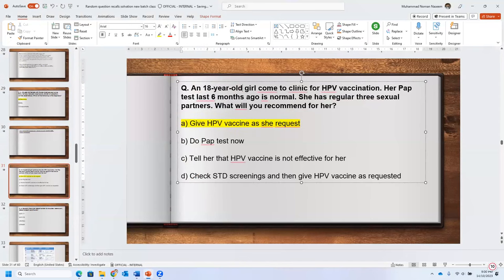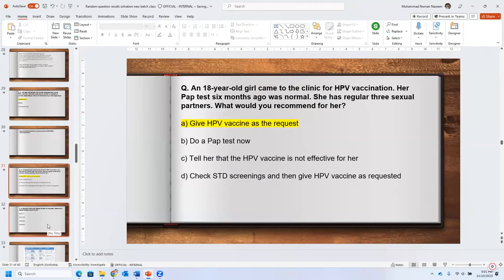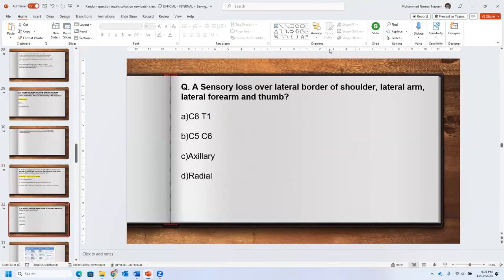If they had said in option D to offer her the STD screening, then that would have been a good option, the best option among all of these. But they have written check, which means without any request. So if they haven't worded it like that, please don't select this option. It's the incorrect option among these. All right. Is it clear, guys? Pap test, we don't use the word pap test anymore. We use the word cervical screening test now.